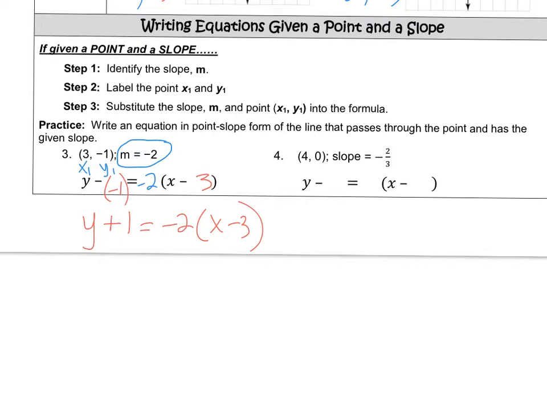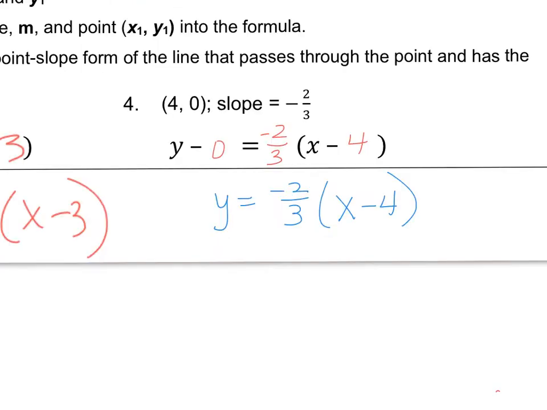So I want you to take a moment and do number 4 on your own, pause the video, and then start it back up for the explanation. So notice on this one that the way I wrote the final answer, since our y data point was a 0, y minus 0 is the same as y.